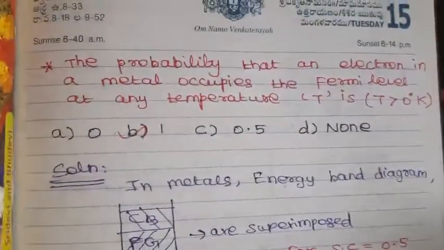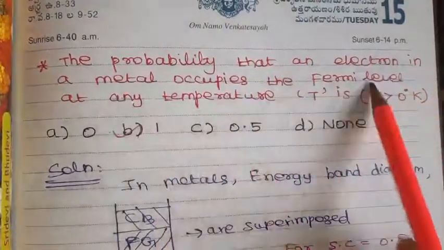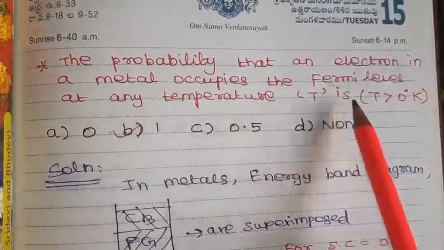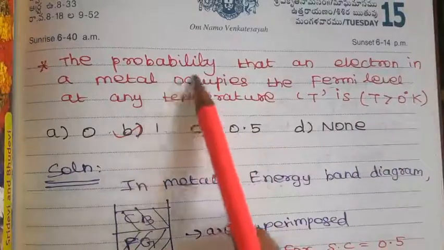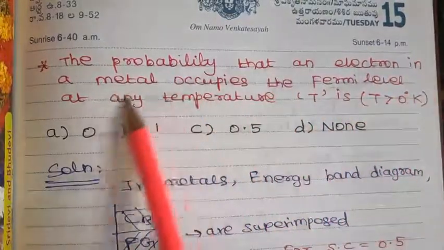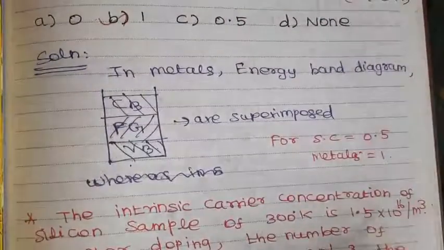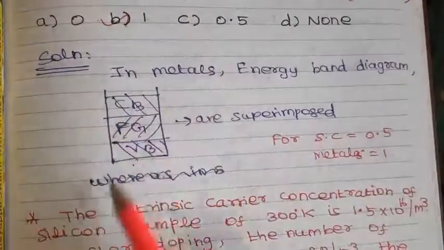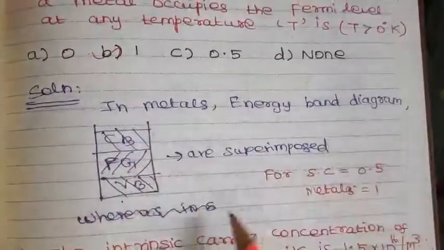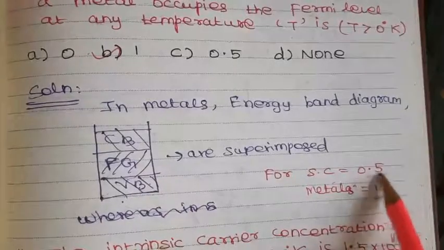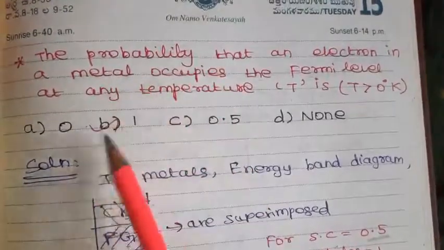Then move on to the next one, which is the probability that an electron in a metal occupies the Fermi level at any temperature T greater than 0 degree Kelvin. So we are going to find out the probability that an electron in a metal occupies it. Okay, in metals, what is the energy band diagram? There is no forbidden gap, all are superimposed. So for metals, what is the probability? It is 1. For a semiconductor, the probability is 0.5. For metal, the probability is 1.